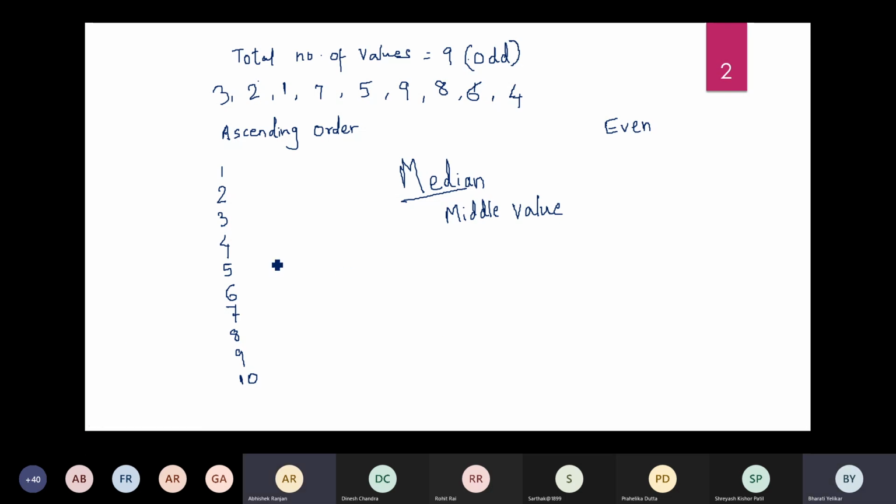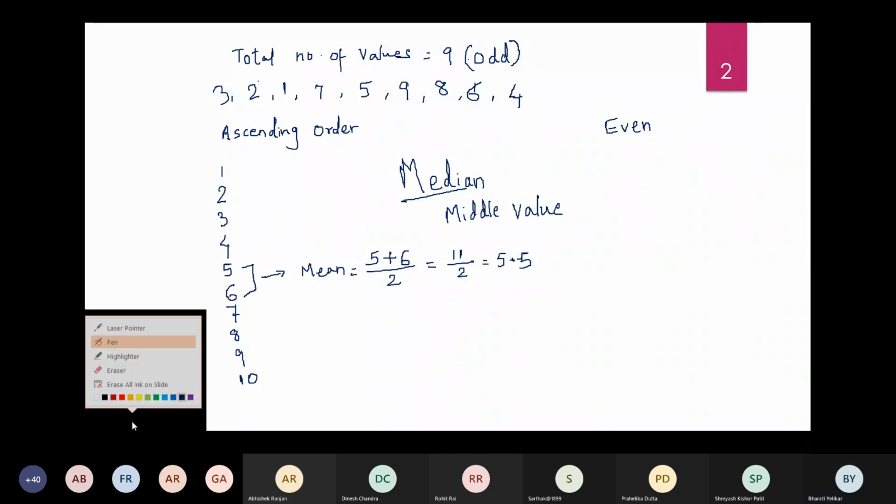5 and 6 will be it, ma'am. Yes, 5 and 6 are in the middle, with 4 above and 4 below. So how will this be? We have to take the mean of these numbers. Mean equal to what? 5 plus 6 divided by 2. What is that? 11 by 2 equal to 5.5. Is it readable? Yes, ma'am.